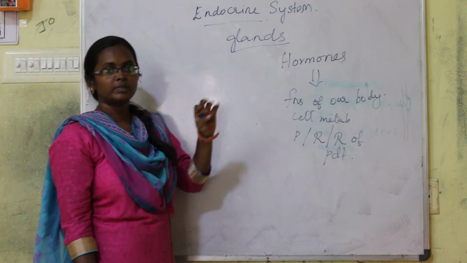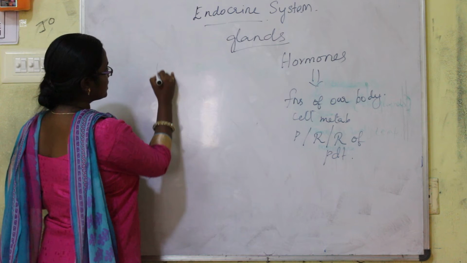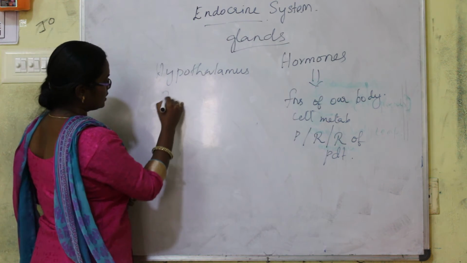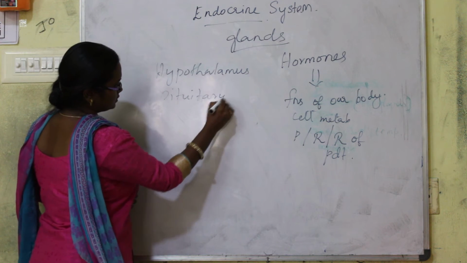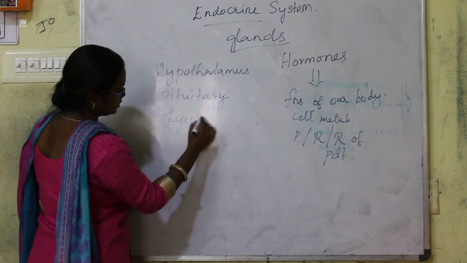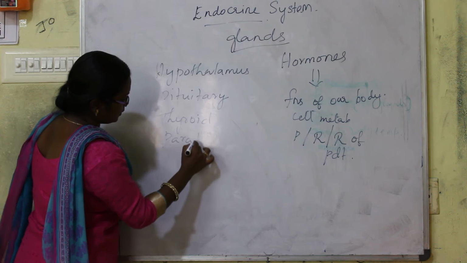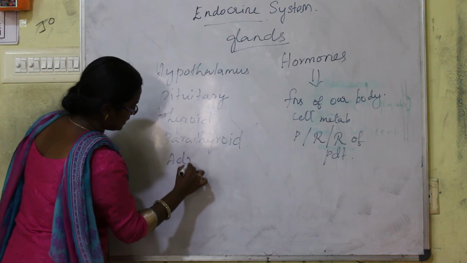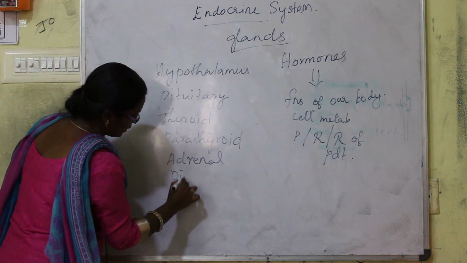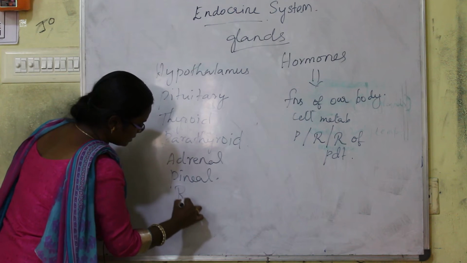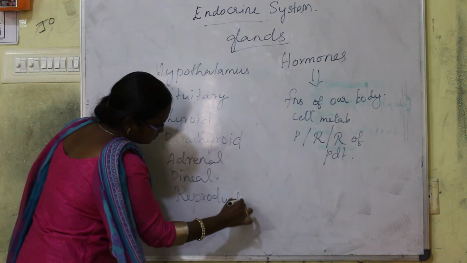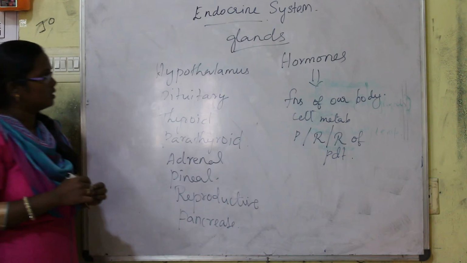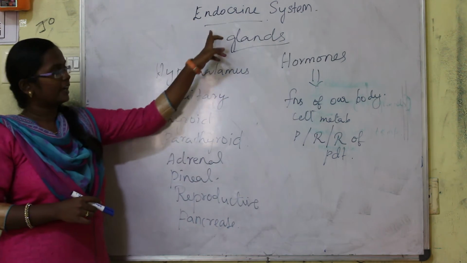In the endocrine system there are totally 8 glands. First one is hypothalamus, second one is pituitary gland, third one is thyroid, and fourth one is parathyroid, and fifth one is adrenal, sixth one is pineal, and seventh one is reproductive system, and last pancreas. So these are the major glands of the endocrine system.